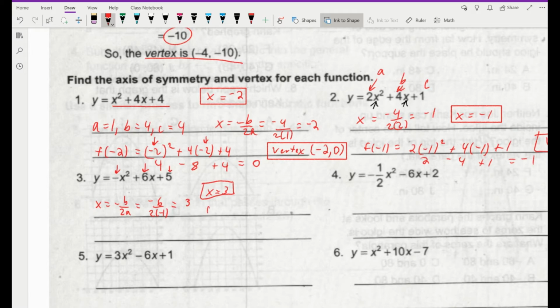Now we're going to plug the 3 back in to where the x's are. So it's minus 3 squared, because that's the x squared, plus 6 times 3 plus 5. 3 squared is 9, and there's a minus in front, so it's minus 9 plus 18 plus 5. Negative 9 plus 18 is 9. 9 plus 5 is 14. So all this will equal 14. So the vertex will be 3, 14.